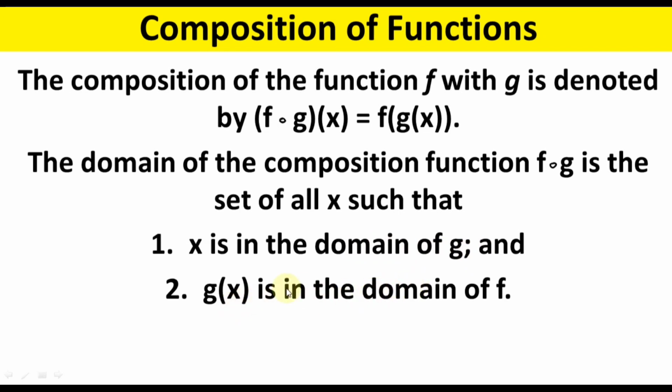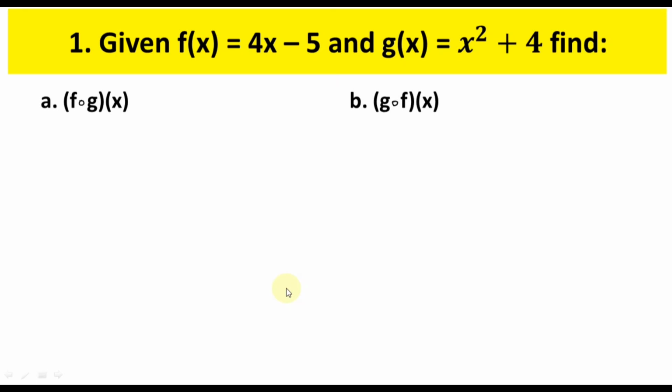So for example, number 1, given f of x equals 4x minus 5 and g of x equals x squared plus 4. Find letter A, the composition of f with g of x. Letter B, the composition of g with f of x. So let's try to solve this problem. Number 1, letter A and letter B.